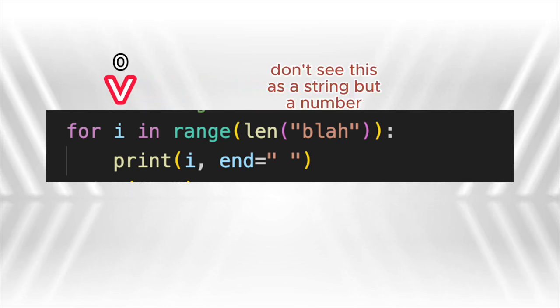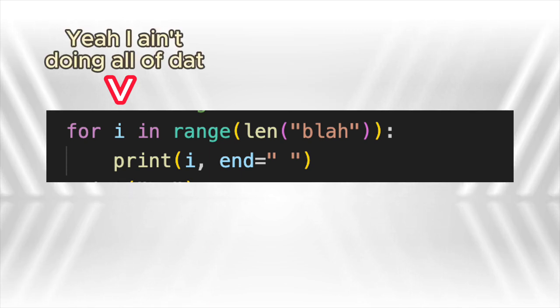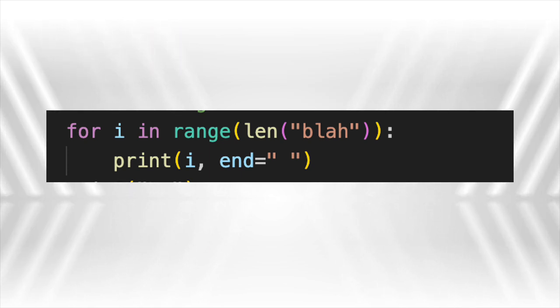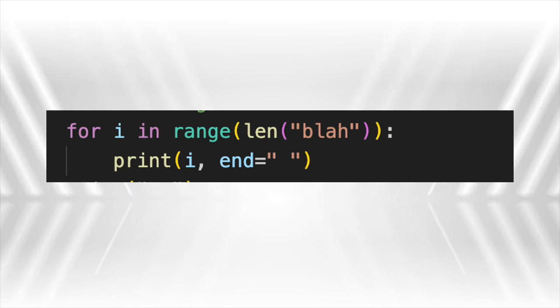It starts off at 0. For that iteration, i is treated as 0. Then it is 1, then 2, then 3. It does not include 4, as 4 is the end value. If you have a string which is 6 letters long, then get the length of that string, the result would be 6.